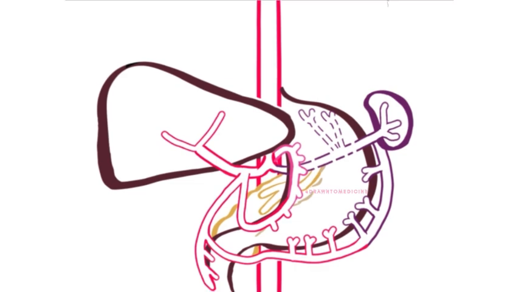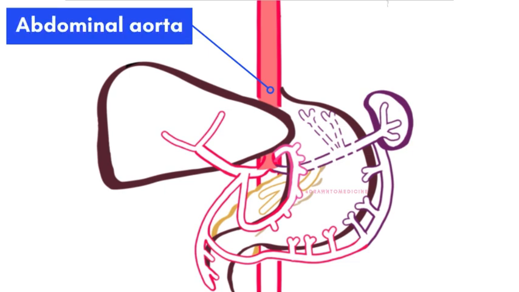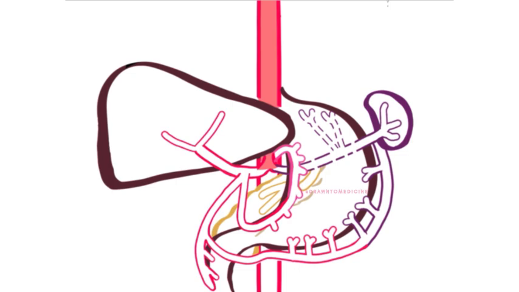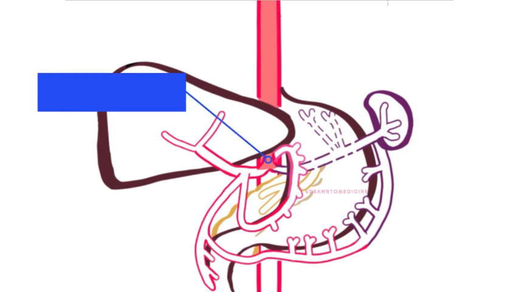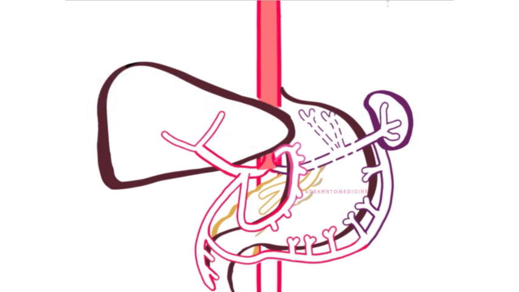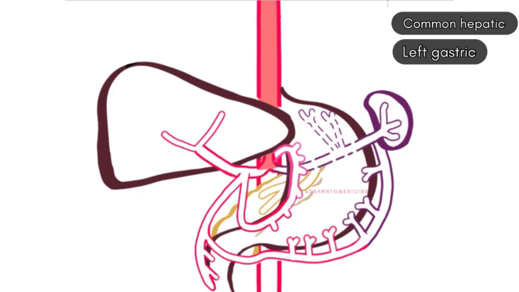So let's begin. That's our abdominal aorta carrying blood, and here you can see the structure protruding straight out of the abdominal aorta, this blood vessel. This is our celiac trunk, this tiny little structure here. And the celiac trunk has three main branches: the common hepatic, the left gastric, and the splenic.